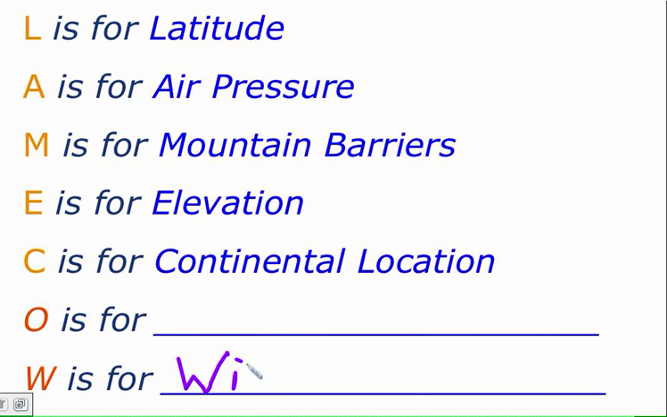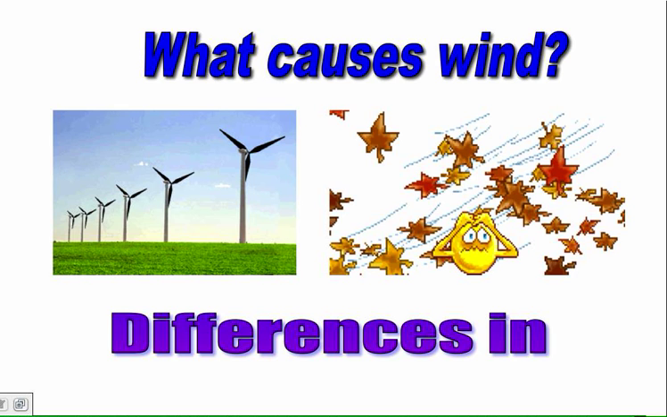W is for wind. We're going to talk about a couple different types of wind, local winds and global winds, and from there we'll eventually get to O is for oceans. But for now, winds are going to be our focus.